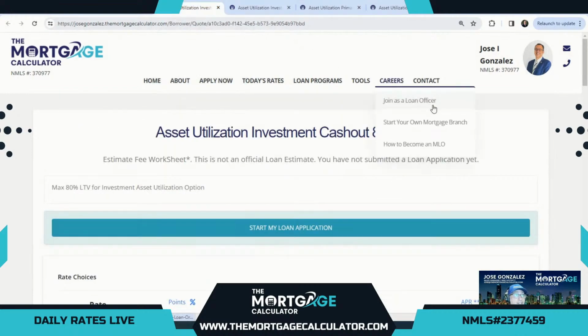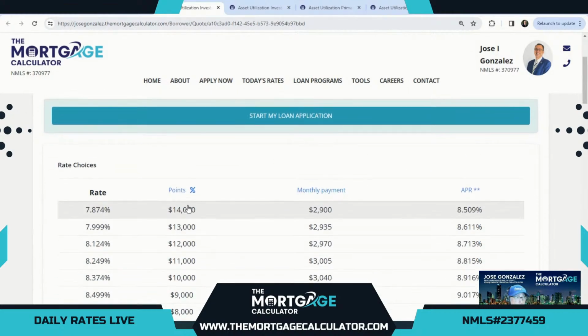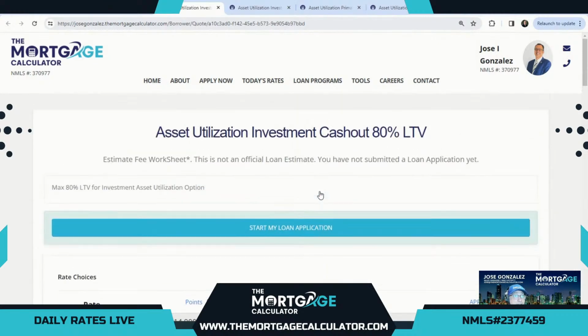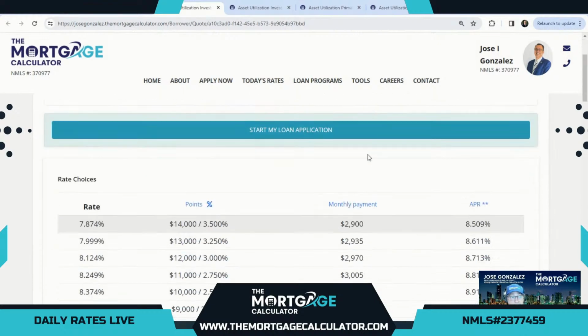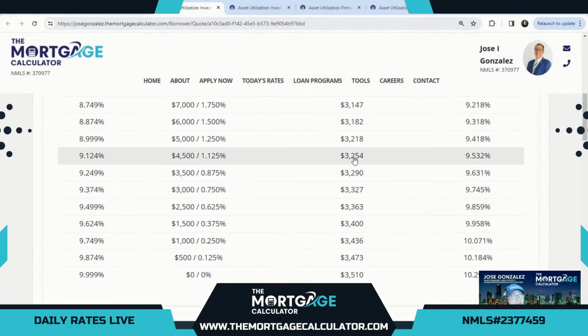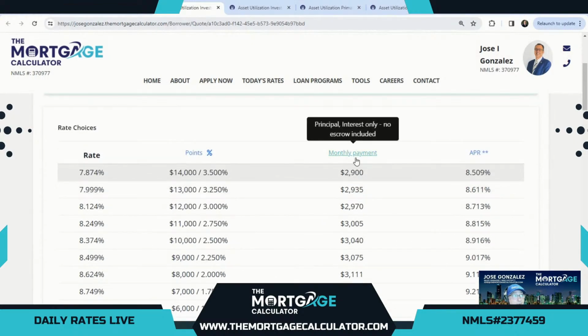And then our asset utilization investment option, cash out, and you are looking at 80% LTV. Again, 80% LTV is the maximum LTV on the purchase for investment. And luckily for us, 80% LTV is also the maximum LTV for investment cash out. Very good rates there. We have 9.999 as your lowest cost option, and 7.874 as your lowest rate option.